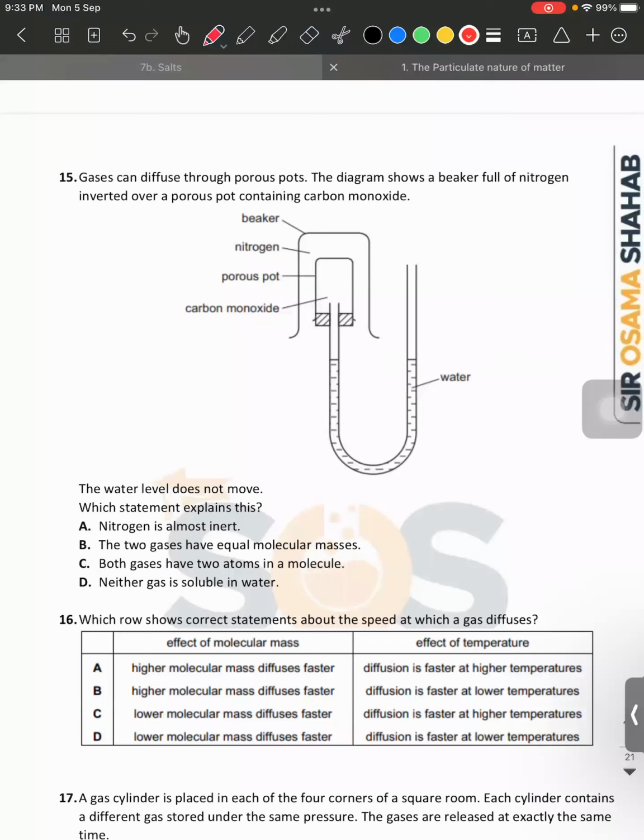Sir, is it B? And your answer is absolutely right, I think. Let me check. Gases can diffuse through a porous pot. The diagram shows a beaker full of nitrogen, right?